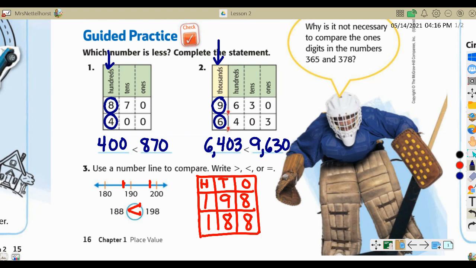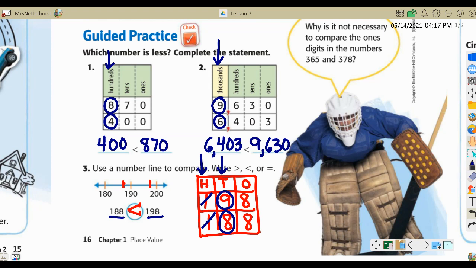Now I'm going to work from left to right. I'm going to compare my hundreds. My hundreds both have ones, so I don't need to pay attention to those. Now I'm going to move to the tens, 9 and 8. The number with 8 is smaller, so there it is. 188 is less than 198.